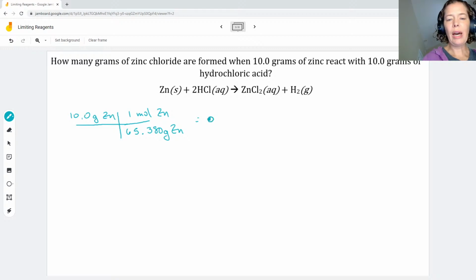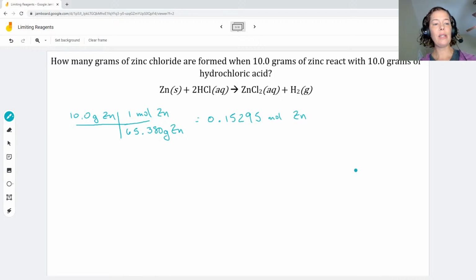Okay, so we have 0.15295 moles of zinc. Now, before we move on, we are going to keep track of our sig figs. So in this problem, we have 3 sig figs in our 10 grams, and we have 5 sig figs in our molar mass. So we should be rounding right here to give ourselves 3 sig figs. Again, don't round yet. Keep extra decimals moving forward. We're going to round at the very end. All right, so that is our moles of zinc.